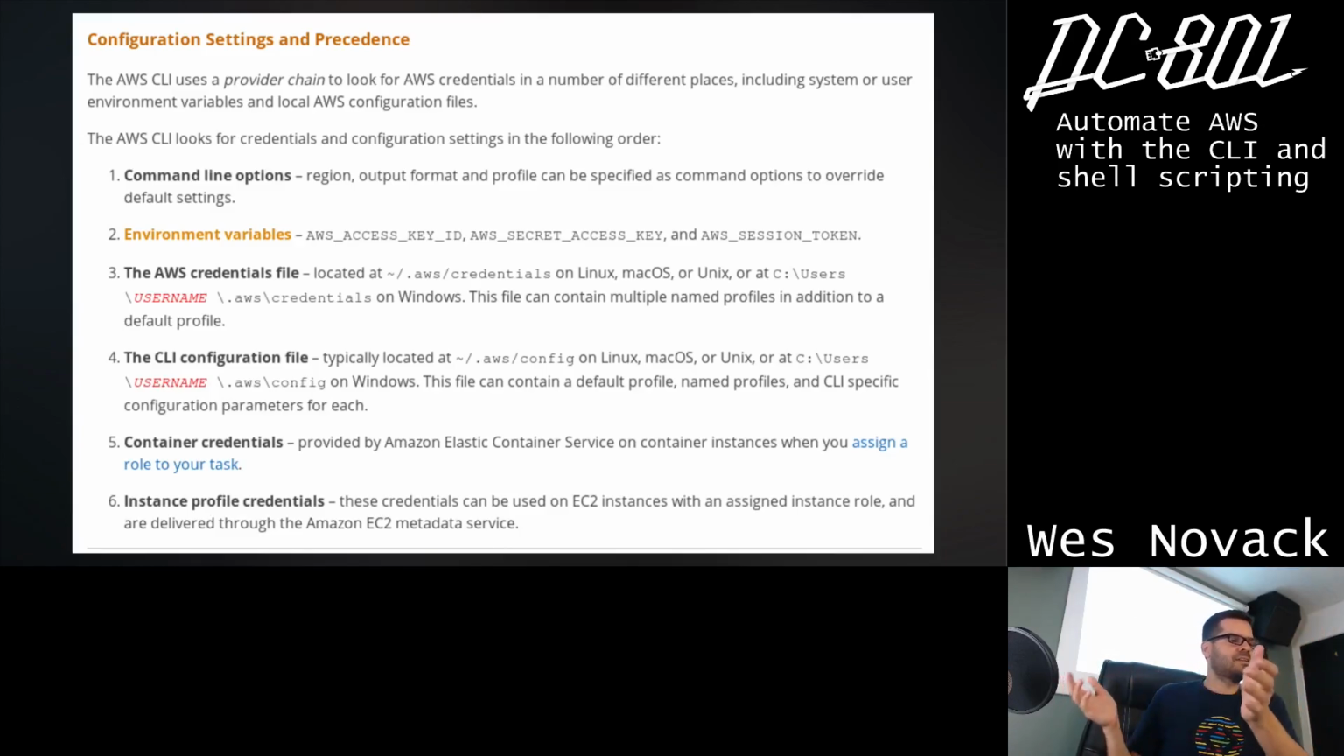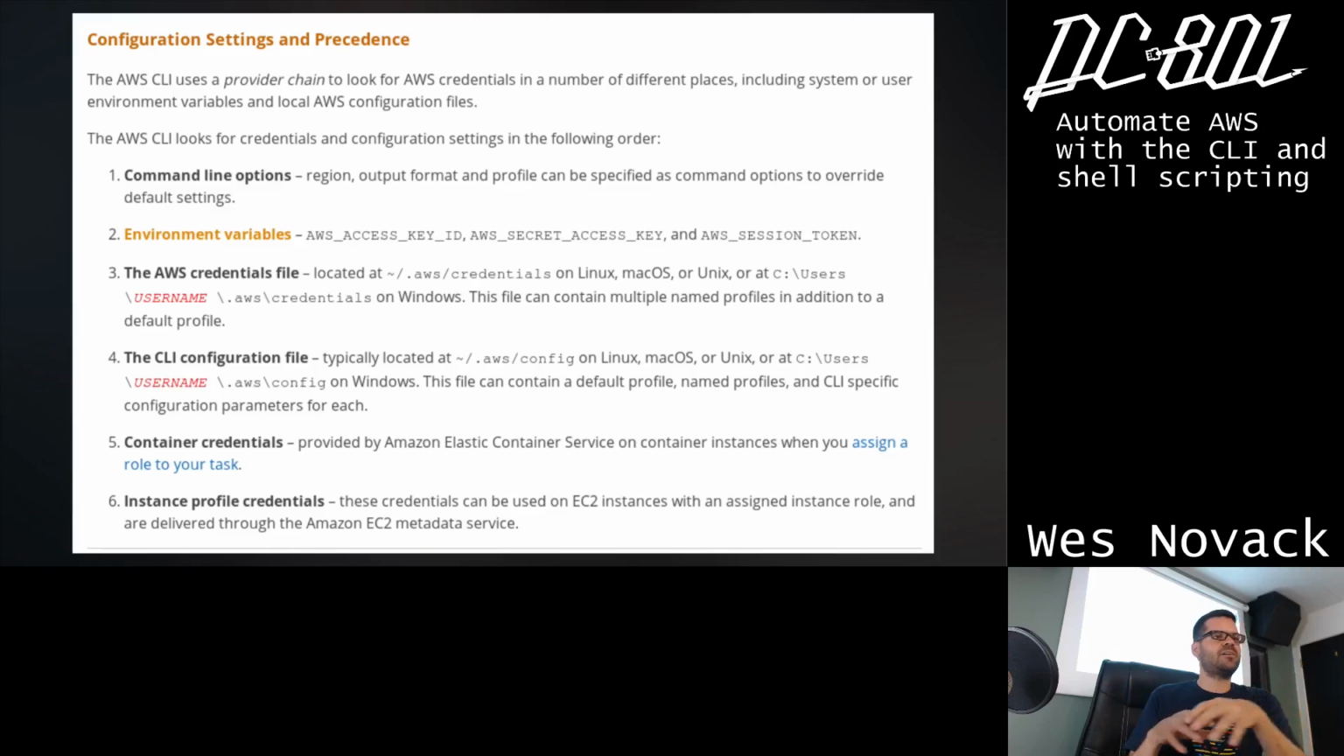And then finally, in the final order of config settings and precedence, we have the instance profile credentials. So when you launch an EC2 instance in AWS, you have the option of specifying an AWS instance profile. Your instance profile is linked to an IAM role. And that is the recommended way to get credentials to an EC2 instance, because you don't have to put any kind of credentials on the file system when you use that method.